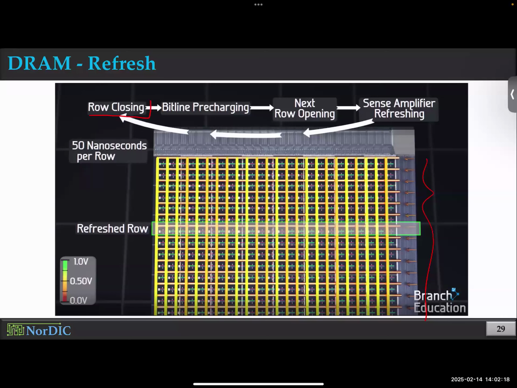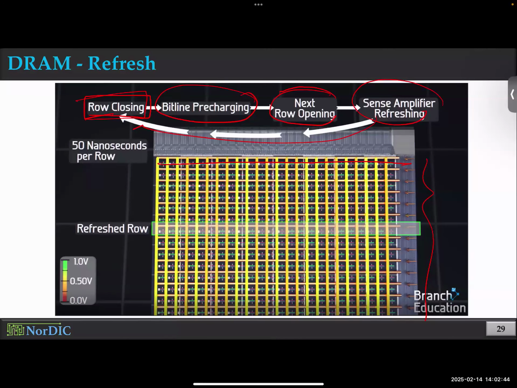So for example, you close the row. Well, you must have seen when people service some rooms, they close it down. They don't allow you to use it. You can get to the next room. And then when they're done, they get to the other room, right? Exactly that way. So they close down a row for refreshing, and basically you do bitline pre-charging. And after you're done, you get to the next row opening, and then sense amplifier refreshing, and eventually row closing again.